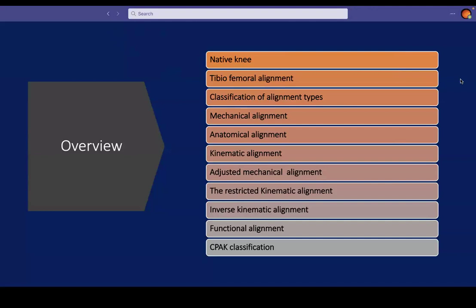I'll be discussing the native knee anatomy, the tibiofemoral alignment, the classification of alignment types, the mechanical alignment, the anatomical alignment, kinematic alignment, adjusted mechanical alignment, the restricted kinematic alignment, inverse kinematic alignment, and functional alignment, and finally the CPI classification.